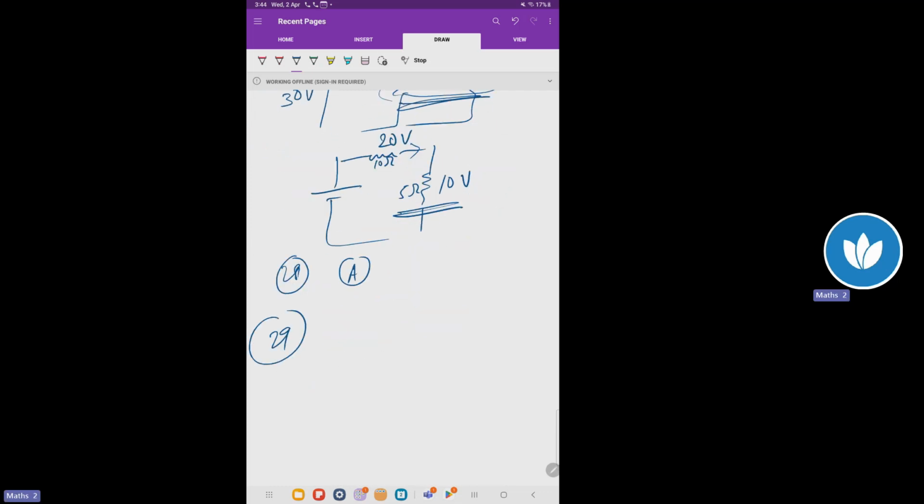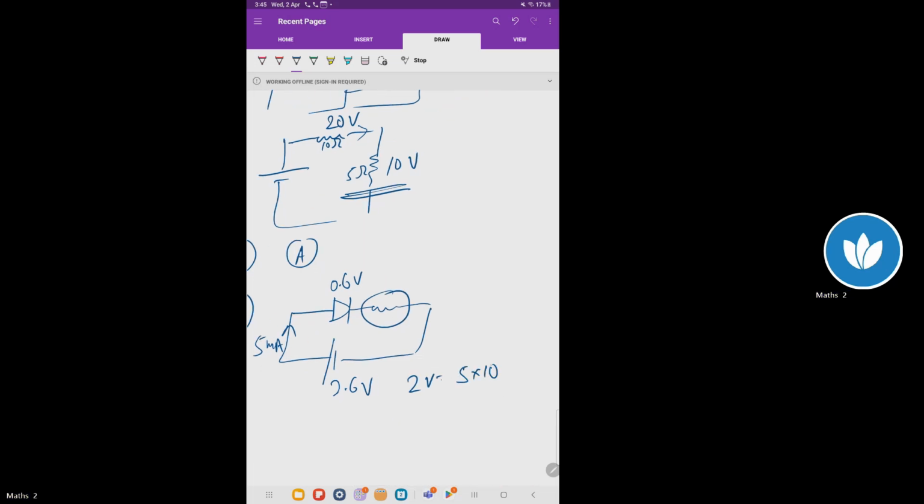29. A silicon PN junction in forward bias condition with a series resistance has a knee voltage of 0.6 volt. The current flowing is 5 milliampere when the PN junction is connected to 2.6 volt. The knee voltage is 0.6 volt, so the voltage across the resistance is 2 volt, equal to IR. R is 2 divided by 5 milliampere, 400 ohm. Option C.